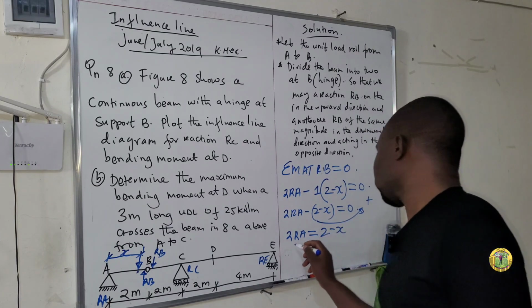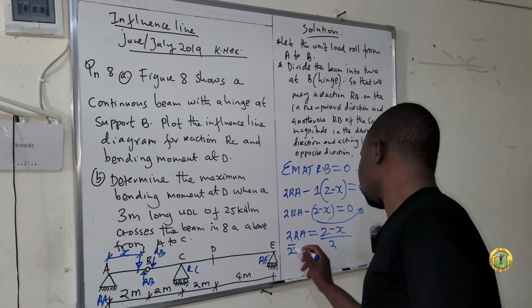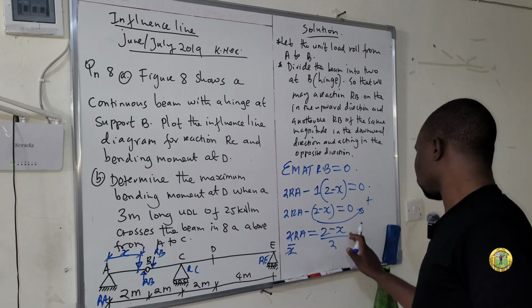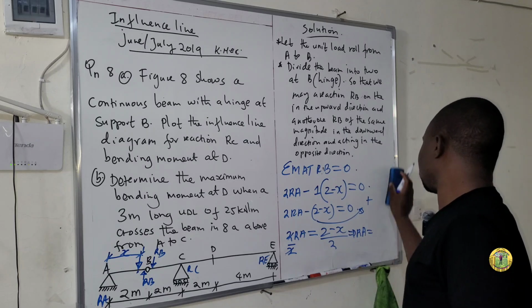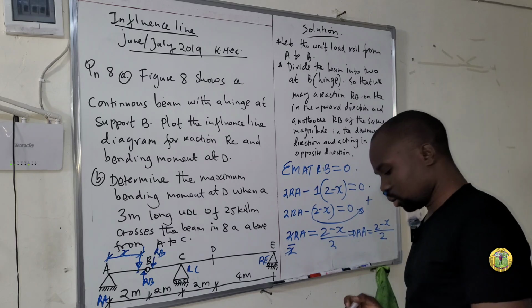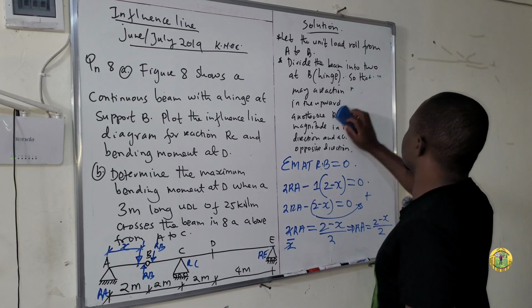To get RA, divide both sides by 2. So RA is equal to (2 minus x) all over 2. So that is RA. Allow me to clean here.